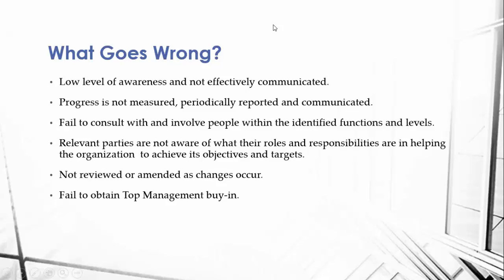What can go wrong again? Low level of awareness. People in the organisation don't actually know what the objectives and targets are. And I know that's an area that's attempted to be addressed within the words of the new 2015 versions of 9001 and 14001, but it's an area you see time and time again. And progress is either not measured correctly, it's not reported, and certainly the outcomes are not communicated.